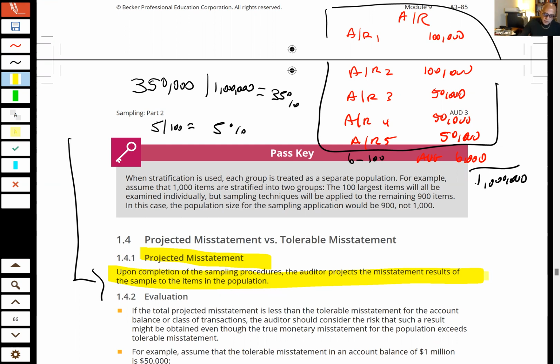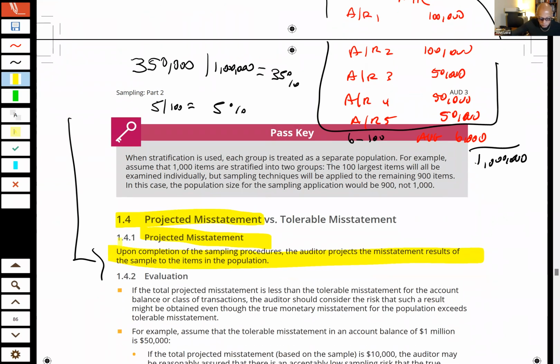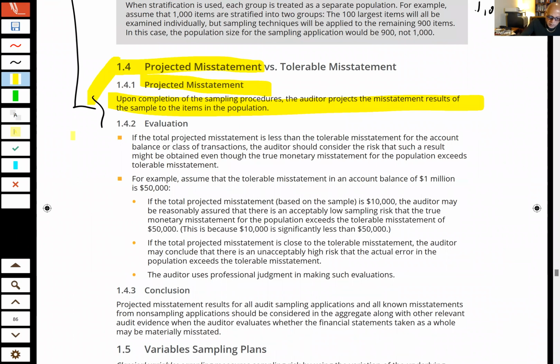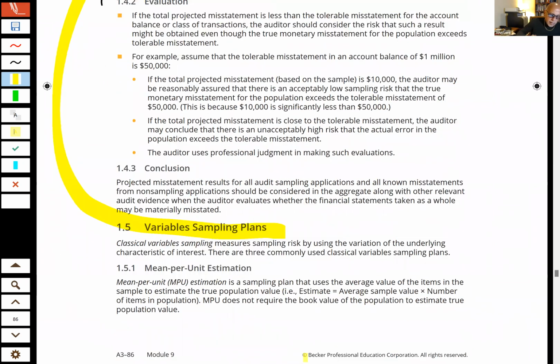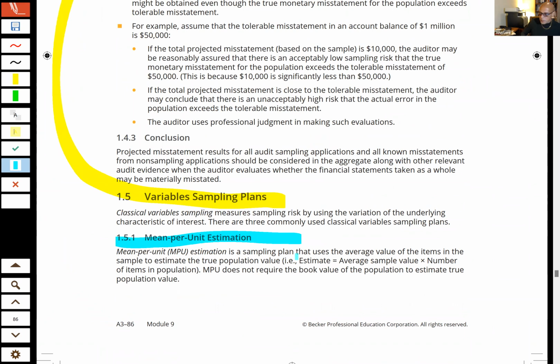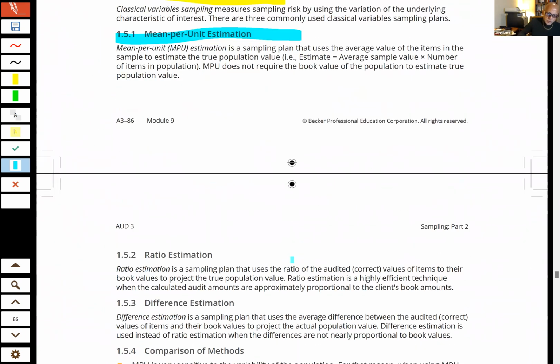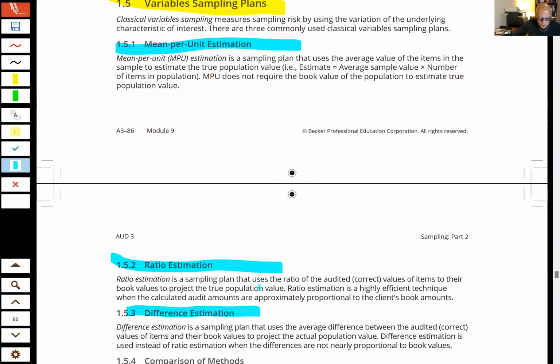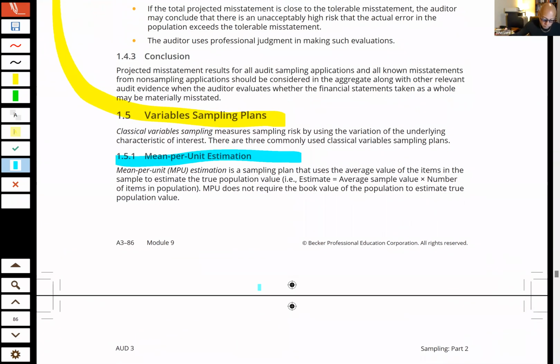Now, when we project the misstatement that we will then compare to our tolerable misstatement to see if we believe there is a material misstatement, we can use different variable sampling plans that we're going to study, and we're going to look at 3. We're going to look at mean per unit estimation. We're going to look at ratio estimation. We're going to look at difference estimation. These are variable sampling plans that you can use to project the misstatement, so you can compare that to your tolerable misstatement. Okay, now mean per unit, they tell us, uses the average value of items in the sample to estimate the true population values.